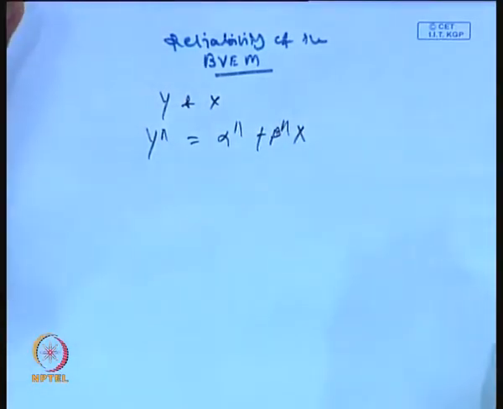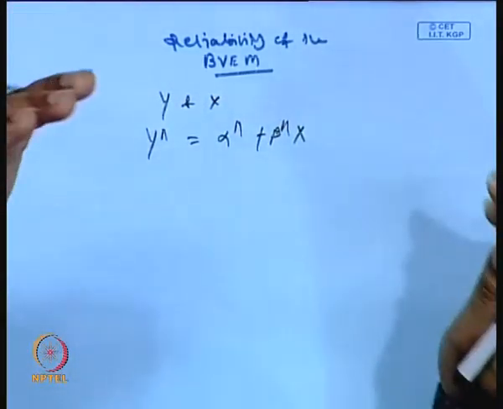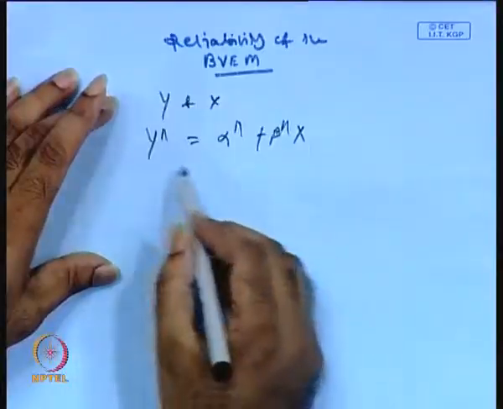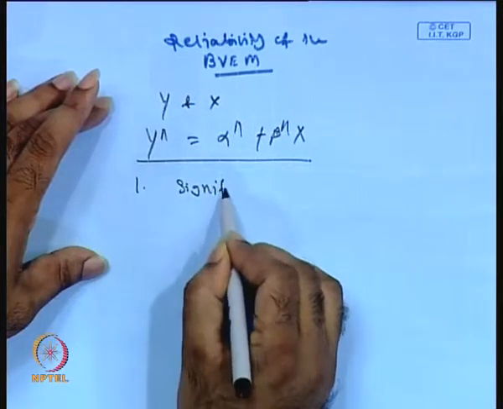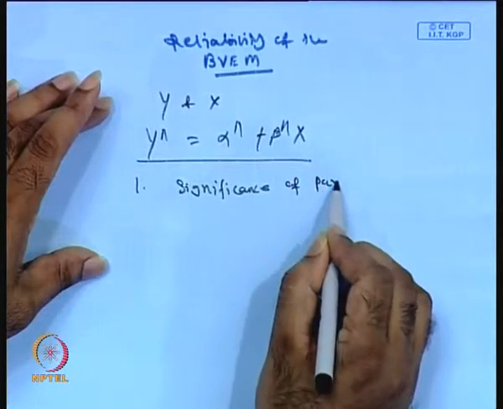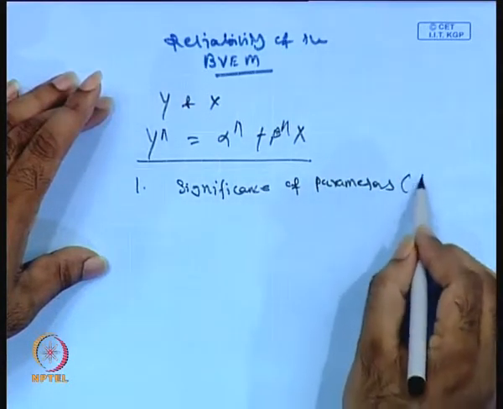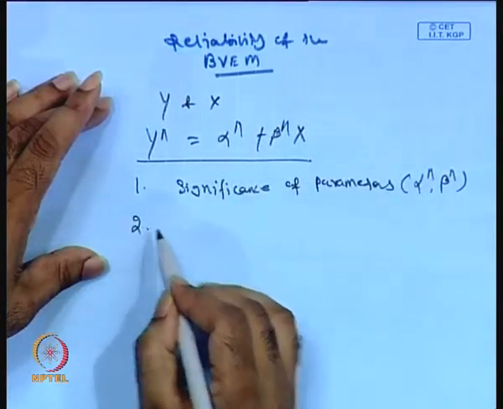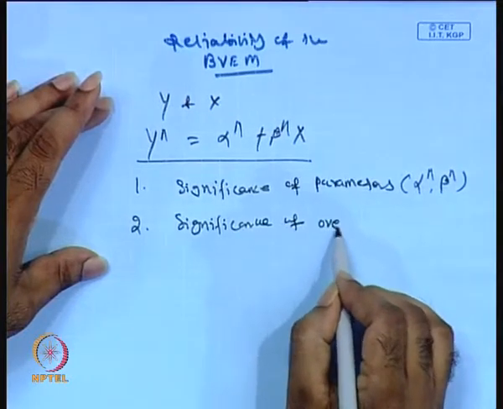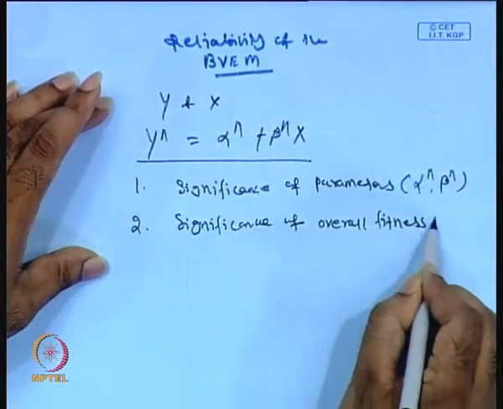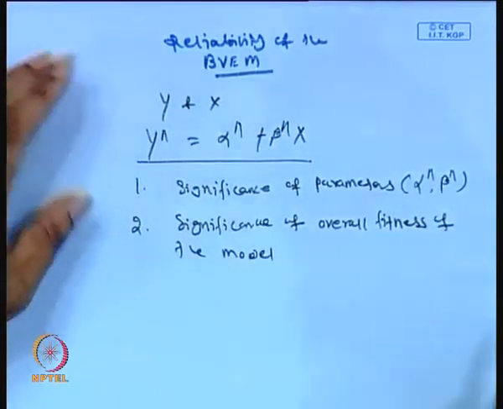Now the essential point is that we have two specific objectives so far as the reliability is concerned. The first objective is to know the significance of the parameters, that is with respect to alpha hat and beta hat, and the second objective is to know the significance of the overall fitness of the model.